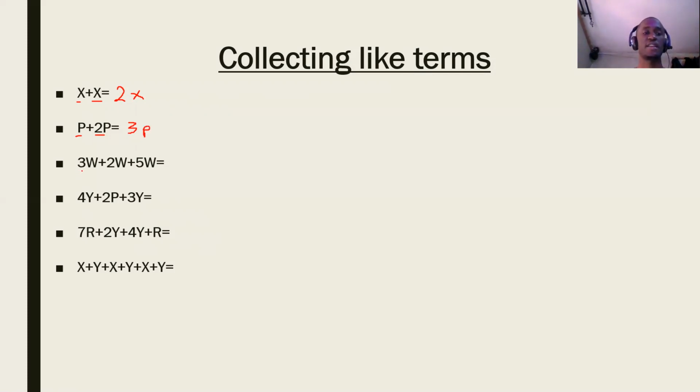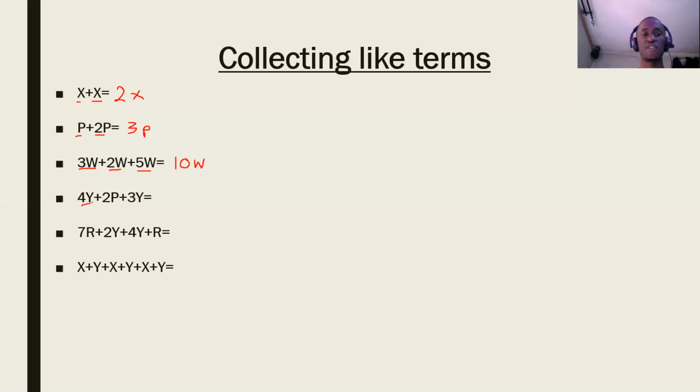And then we have another example here. 3w plus 2w plus 5w. 3 plus 2, the answer is 5. 5 plus 5, the answer is 10. So 3w plus 2w plus 5w, the answer is 10w.